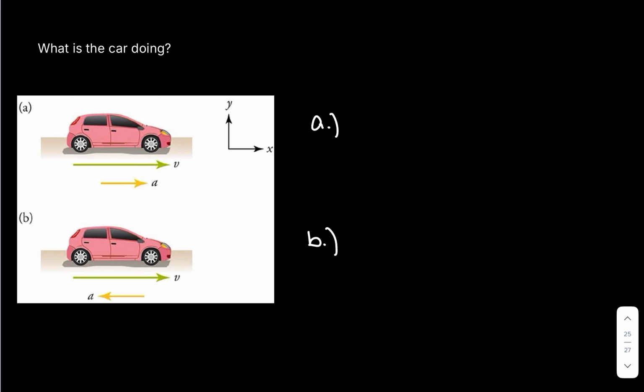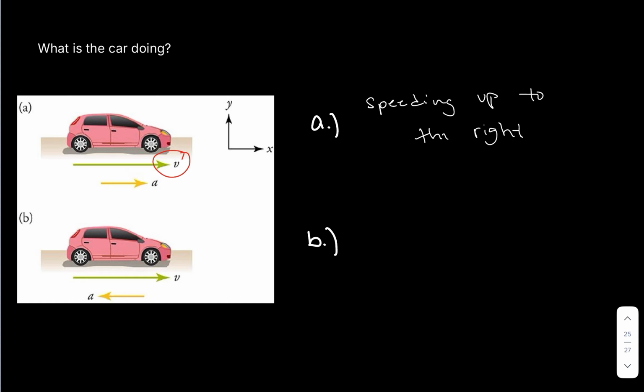All right, let's get into it. So for car A, the velocity is going to the right and the acceleration is going to the right. What this means is I am speeding up to the right. You can see the car is moving to the right because velocity points to the right, and acceleration points to the right. So it is speeding up. It is gaining speed. The velocity is increasing as it's going to the right.